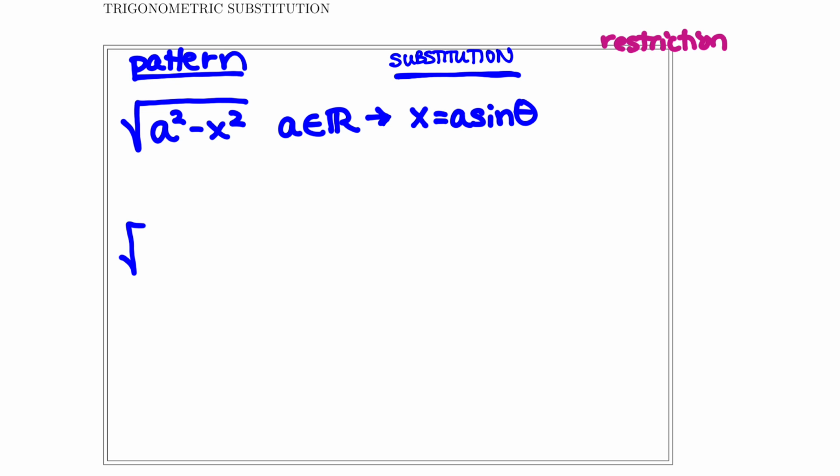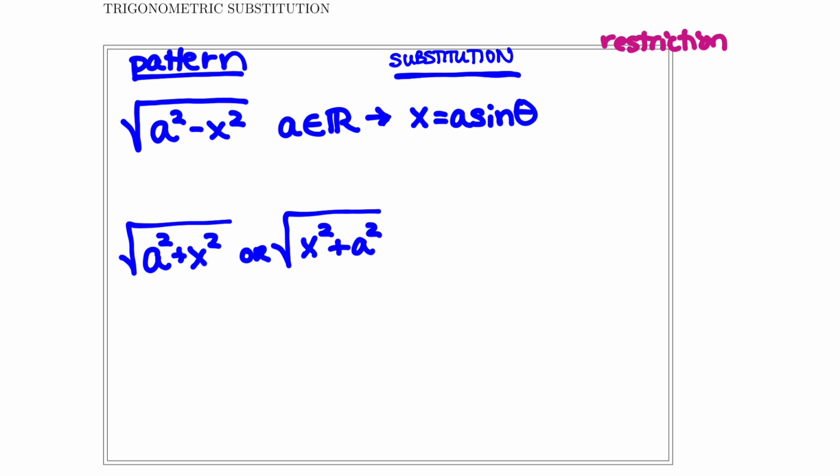If you see the pattern square root of a squared plus x squared, which by the commutative property is the same thing as x squared plus a squared, right? When you add 2 numbers up, you can add them in any order. Again, a is an element of the real numbers. The substitution we're going to make is x equals a tan theta. X equals a tangent theta.